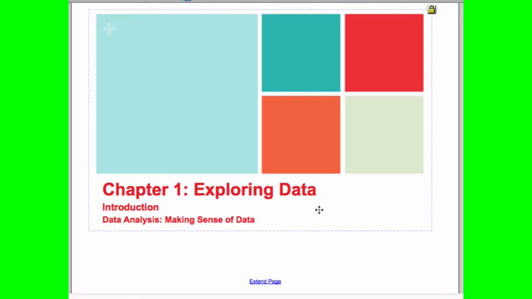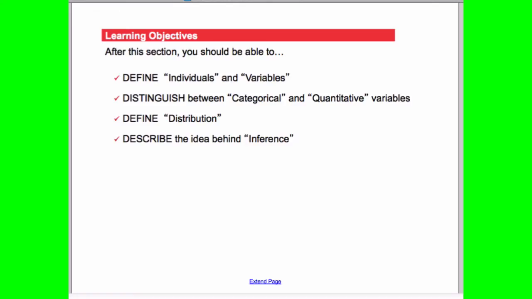Exploring data, an introduction, data analysis, making sense of data. The objectives for this section is by the time we're done, you'll have been able to define individuals versus variables, distinguish between categorical and quantitative variables, understand what a distribution is in general, and describe the idea behind inference.